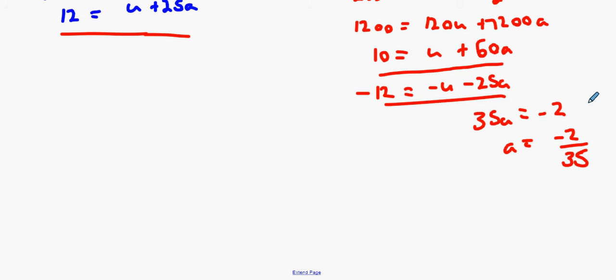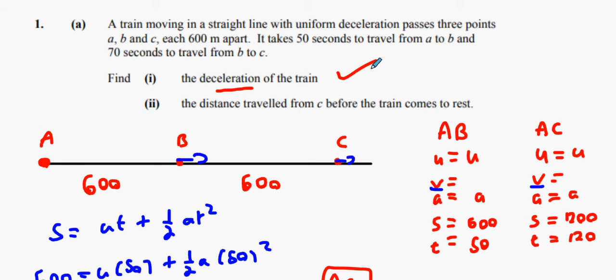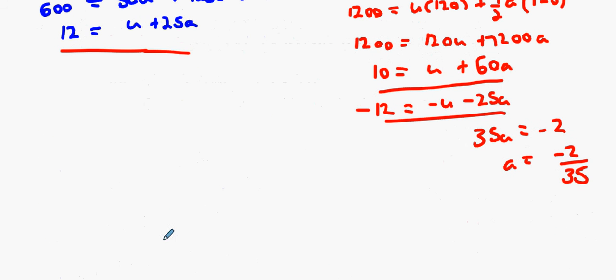Now, I know a student who had this answer, but he didn't find out the u answer for some reason. I don't understand why. So, we found out the answer to part 1. We reread the question, the deceleration of the train, right? I'm going to find out the u value anyway. So let's find out the u value.